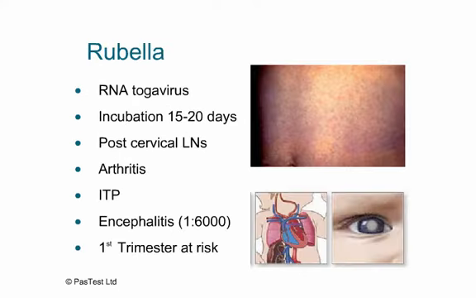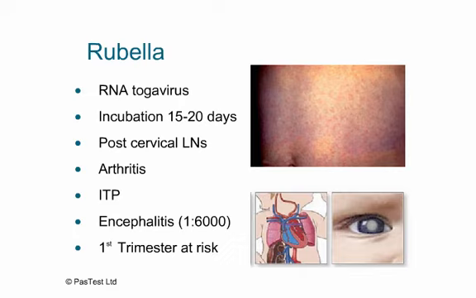Rubella is the mildest clinical infection of the three protected against with the MMR. Unlike the other two, it is caused by an RNA togavirus. Its incubation period is very similar to mumps, and the rash that children get with rubella is much less florid than that seen in measles. They do also get a conjunctivitis, and they can also get an arthritis and an ITP-like syndrome, which is frequently the most troublesome complication.